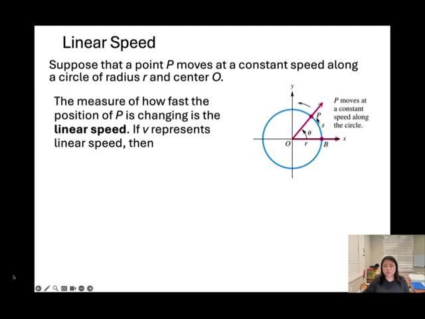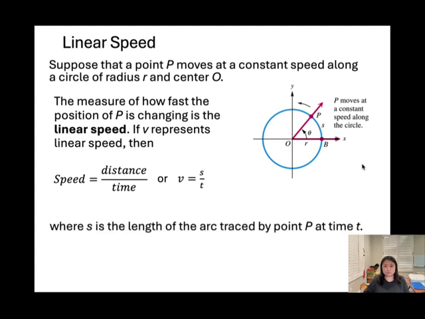The measure of how fast the position of P is changing is the linear speed. If we represent linear speed with V, speed will be equal to the distance over time. So think about what distance is talking about: the S in here. The T will be the time. So V equal to S over T, and we call this the linear speed. And one more time, S will be the length of the arc traced by the point P at the time T. Linear speed, V equal to S over T.